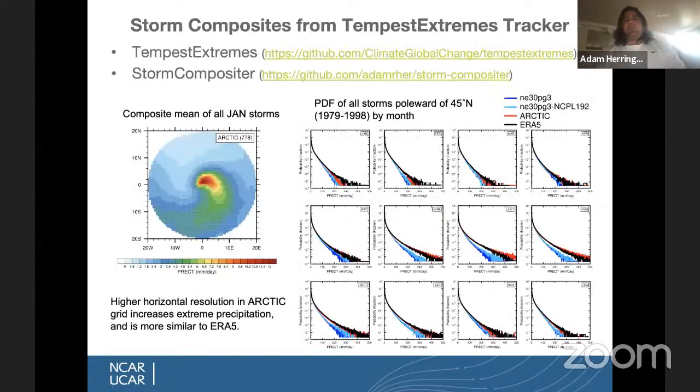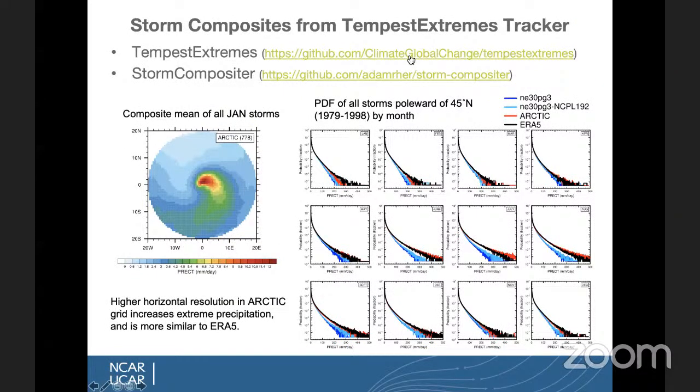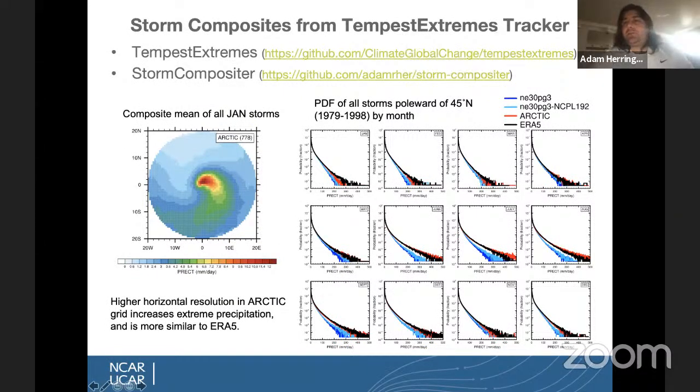Next, I'm just going to talk quickly about a quick science update. For the Arctic run, the quarter-degree run, I ran the Tempest Extremes tracker on there, which is really nice because you can run the tracker on unstructured grids. But all it provides you with is a storm center and a trajectory. And so I made a storm compositor that works on the unstructured grid, where it looks at the storm center and then scans in a 20-degree window about it, and you can save these fields.